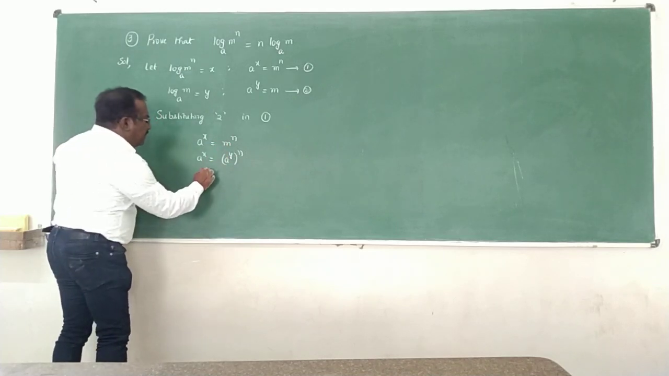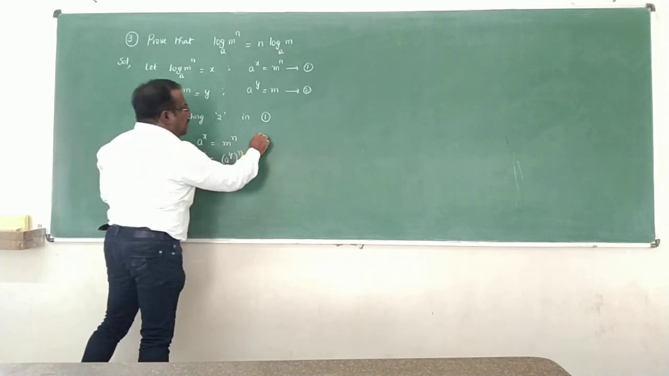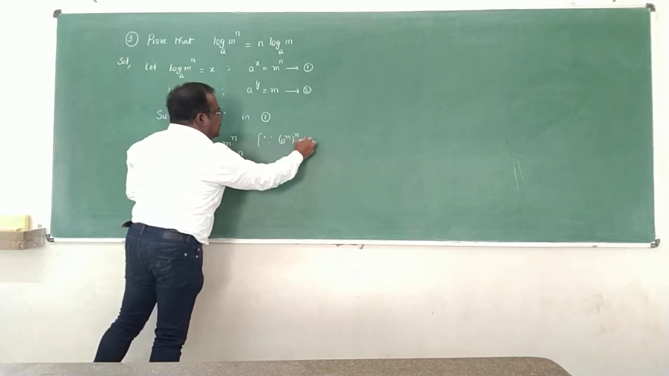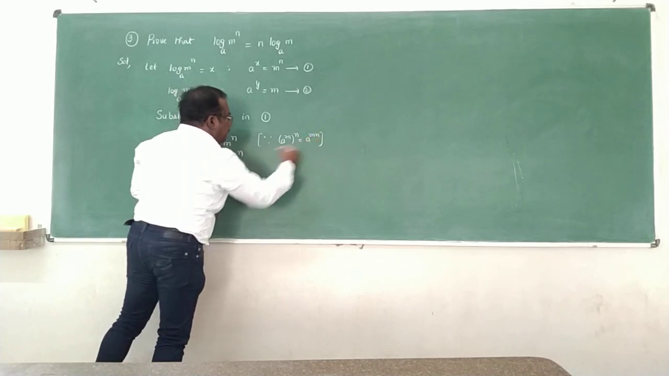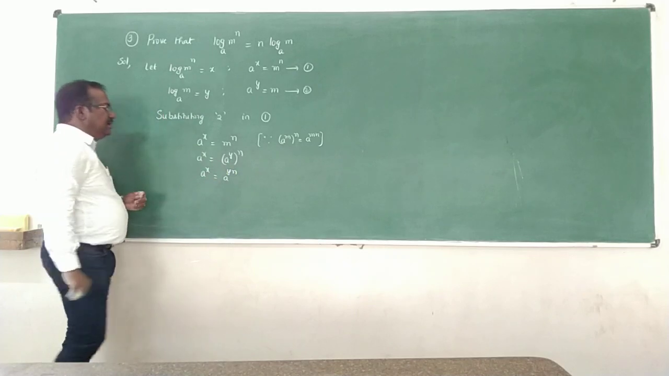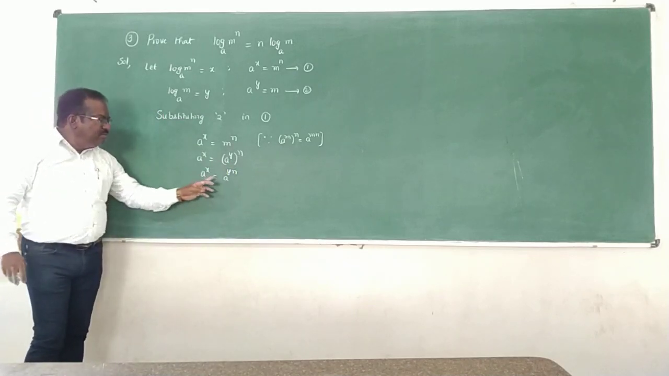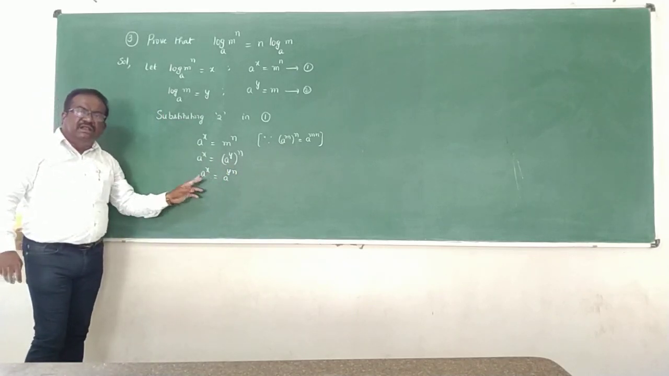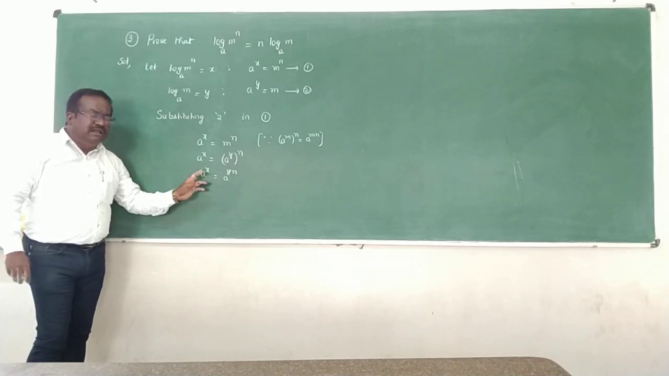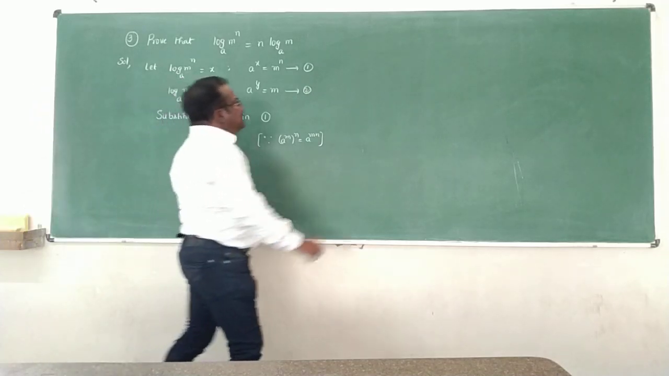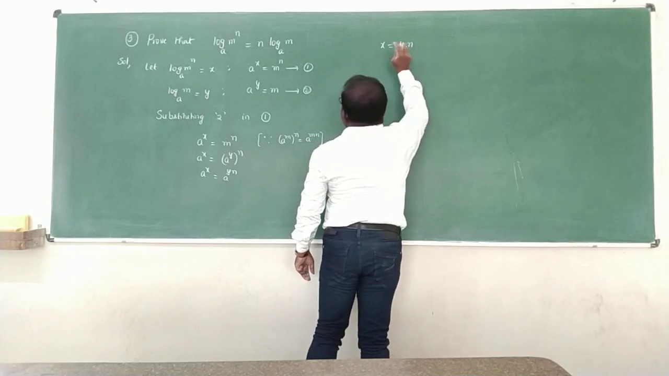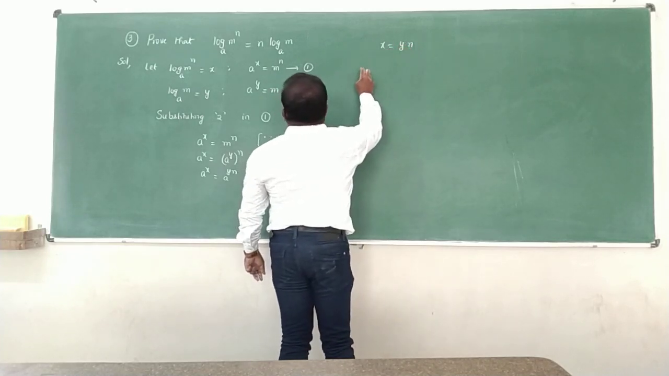That is, a^x = this one we already know, children, in the law of indices. (a^m)^n = a^(mn). That is, we can write a^(yn). And here you can observe that both sides bases are equal. When both sides bases are equal, can we make the powers equal? Yes. Now we write x = yn, children.